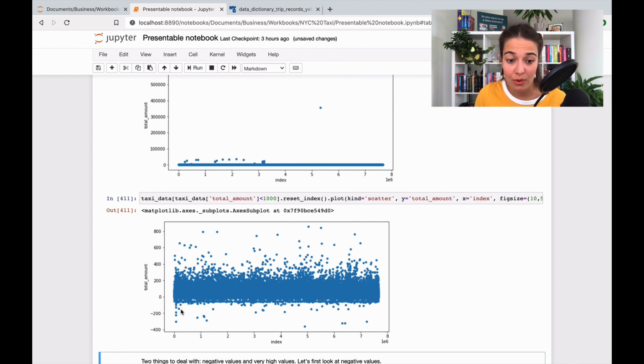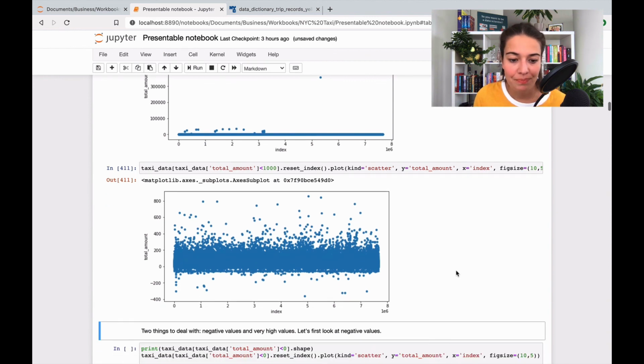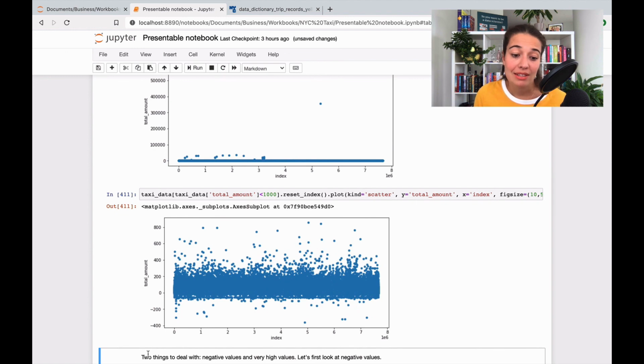I don't know how these happened, but we have to do something about them, because it's not okay to have a negative value in your data set when you're trying to predict how much money a taxi driver will make in a certain region. As I noted here, there are two things that we have to deal with: the negative values and the very high values. We'll first look at the negative values and understand what we can do about them.